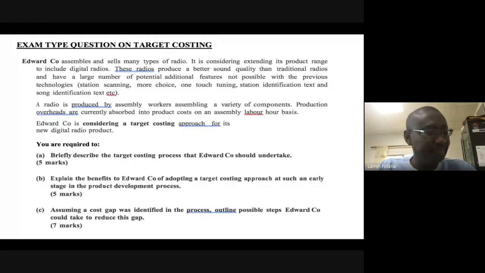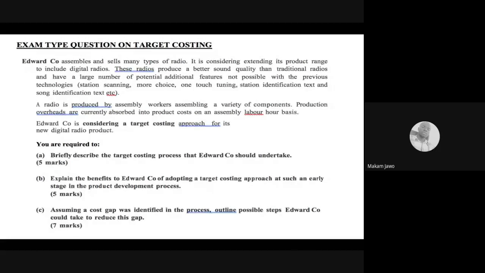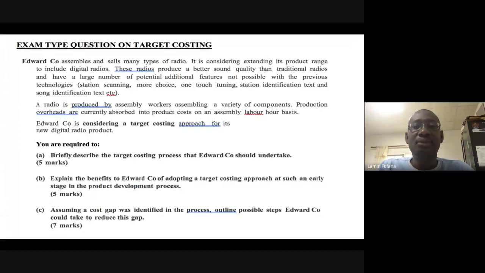Right. So, target costing. Can someone explain to us what target costing is all about in brief? Well, let me give a try. Makam, yes, go ahead. Give it a try.